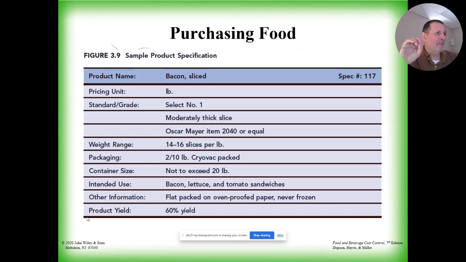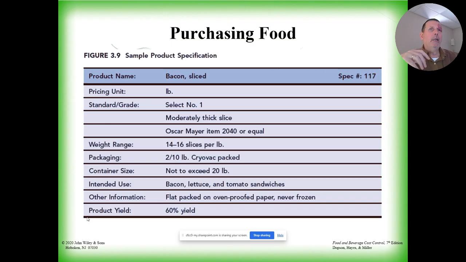All right. So let's see. Other information: flat packs on oven-proof paper, never frozen. That's important because that speaks to a lot of the operations. If I buy something cryovac from a store, I'm cutting that open and I have to lay each piece onto a sheet tray, sheet pan. If I buy it by case and it's on the flat pack on the paper, I just pick up the entire paper, put it on, put the second one on, put the third one on sideways. I've done this once or twice. That's all I need to do, right?